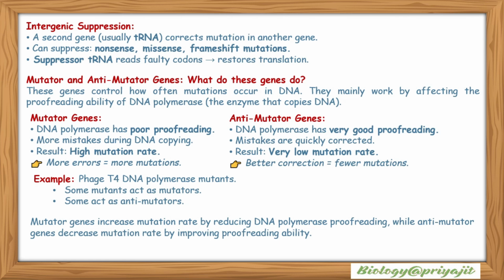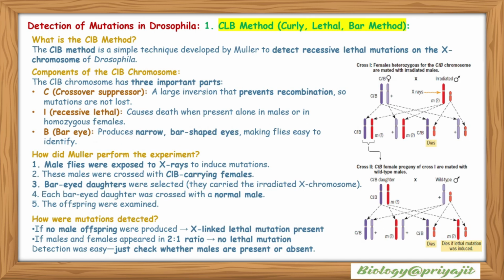So more errors means more mutations in mutator genes, but with anti-mutator genes there is better correction and fewer mutations. For example, phage T4 DNA polymerase mutants, where some mutants act as mutators and some act as anti-mutators. Mutator genes increase mutation rate by reducing DNA polymerase proofreading, while anti-mutator genes decrease mutation rate by improving proofreading ability. Detection of mutations in Drosophila is done by the CLB method.